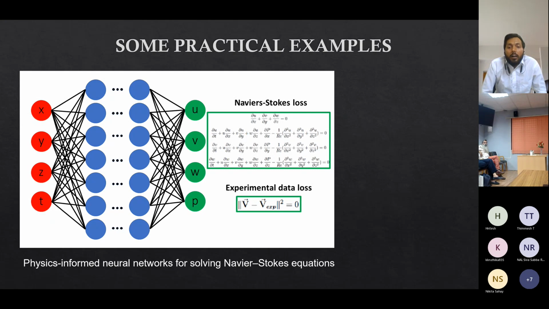And here our goal is to try to reduce the loss, which is the main objective of our physics-informed neural network. Because when the loss is more, the model will not be effective, and when the loss is less, then the model will be effective. So this is the example of the Navier-Stokes equations.